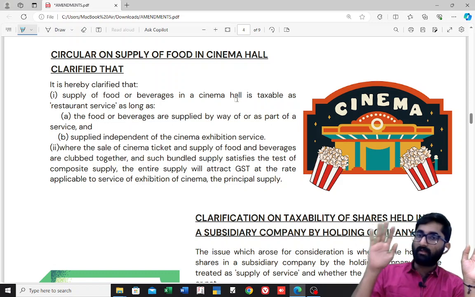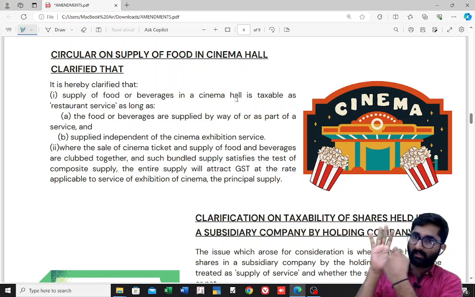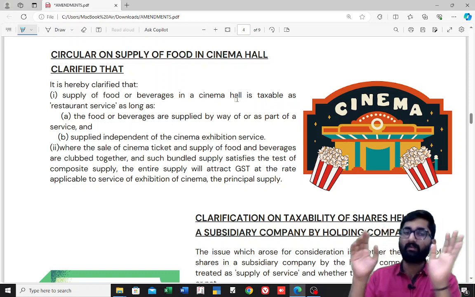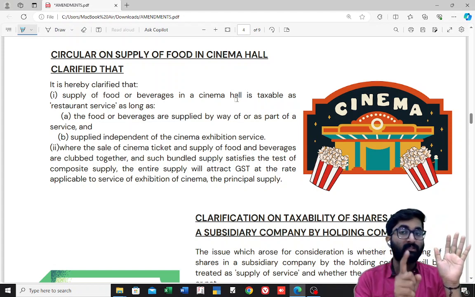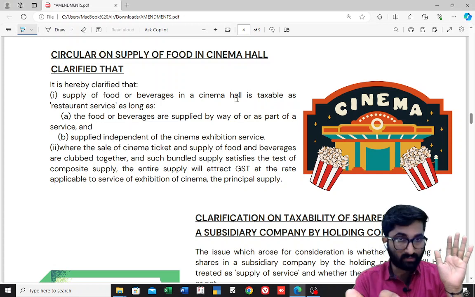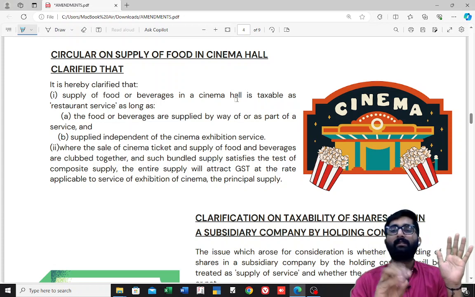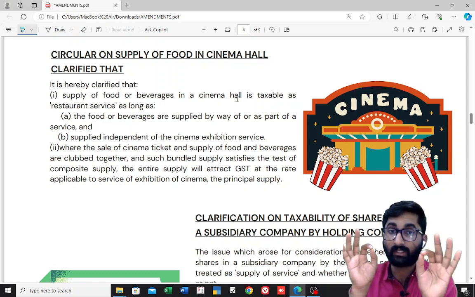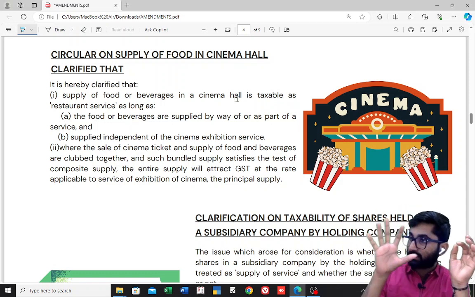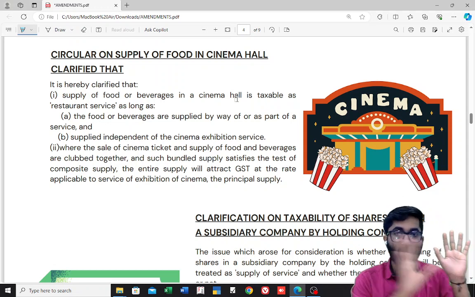On the ticket, the rate applicable for the ticket applies, for example 18%. Popcorn is food and beverages, so it will be considered as restaurant services, and on that 5% is applicable. This is the first case, where you purchase the ticket separately and the popcorn separately.